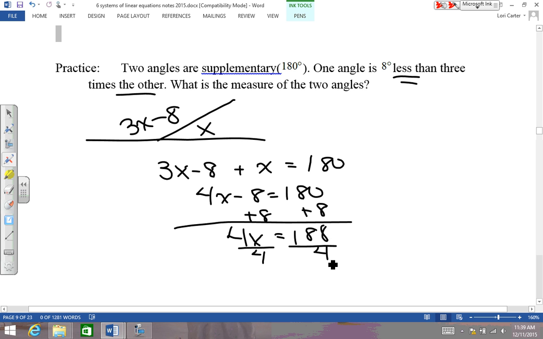How'd you guys get 188? Added 8. I subtracted it and got 43. 47. Okay, so 47 is x, right? Yeah. Where does that go? Where's that at in my picture? Wherever x is. So what degree is this angle? 47. You already had that. Okay, what degree is this other angle?